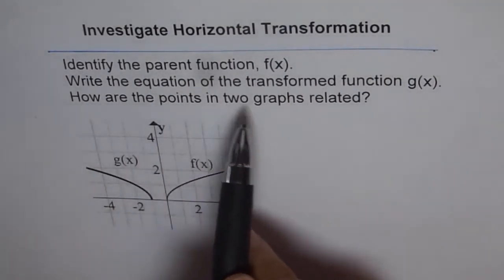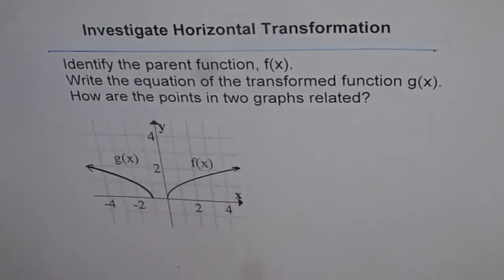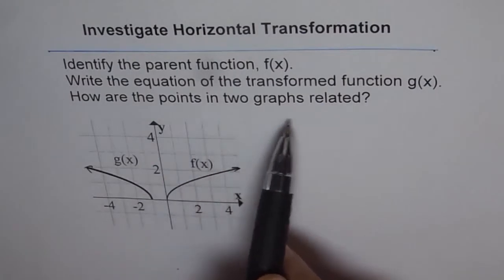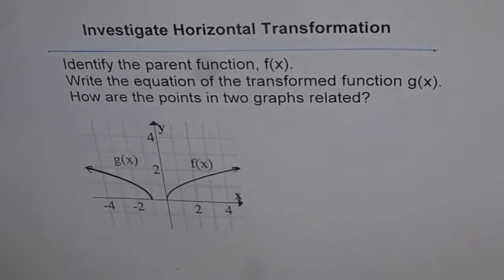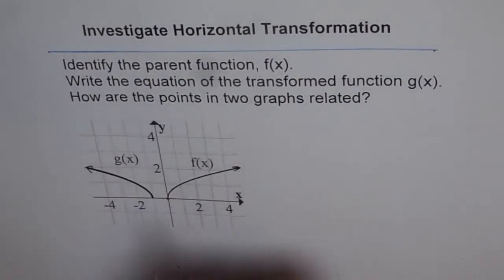Write the equation of the transformed function g of x. How are the points in the two graphs related? Now to find what function we are dealing with, it's a good idea to check some points, right? That will give us an idea of how these points are related. So first, let's analyze f of x.